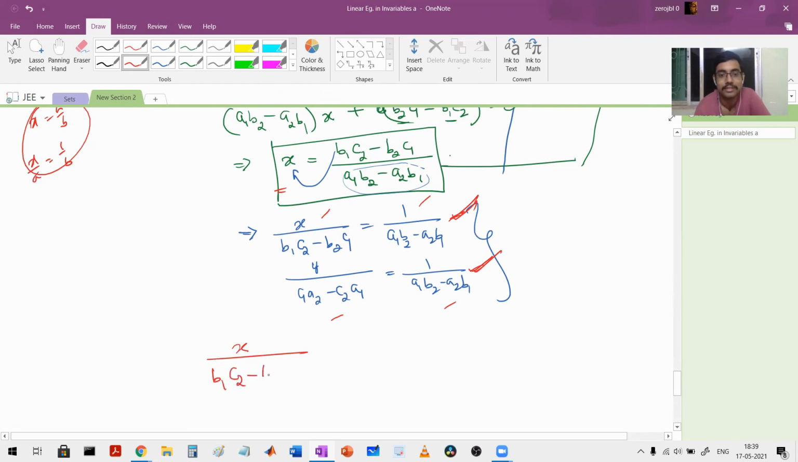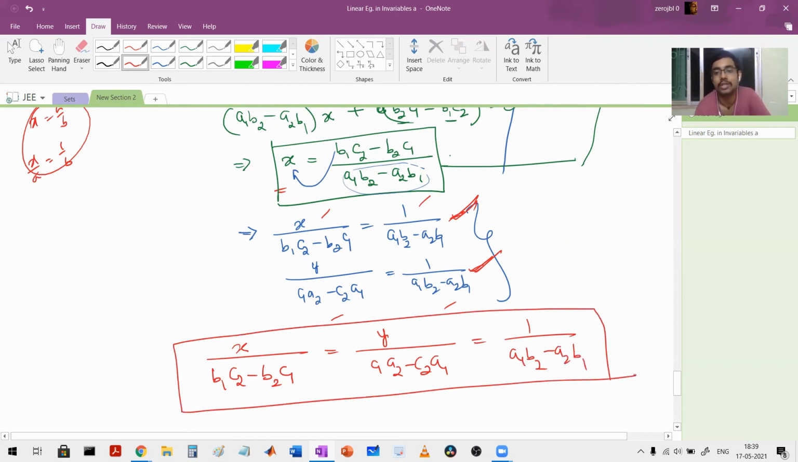x by b1 c2 minus b2 c1 is equal to y by c1 a2 minus c2 a1 is equal to 1 by a1 b2 minus a2 b1. This is called the method of cross multiplication. You remember this, and in one line you get this solution.